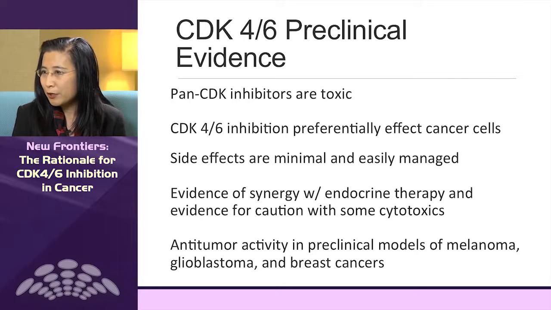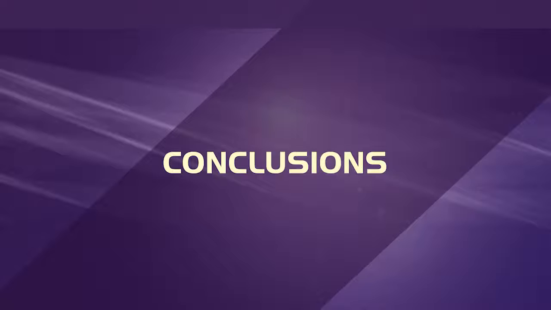So there's synergy between endocrine therapy and CDK4-6 inhibitors. But combining with chemotherapy may not be the best way. They could counteract each other. So there's caution with combining those agents. In addition to breast cancer, CDK4-6 inhibitors have also been shown to be effective in controlling tumor cell growth in a number of other tumor cell types, such as melanoma and glioblastoma, etc.